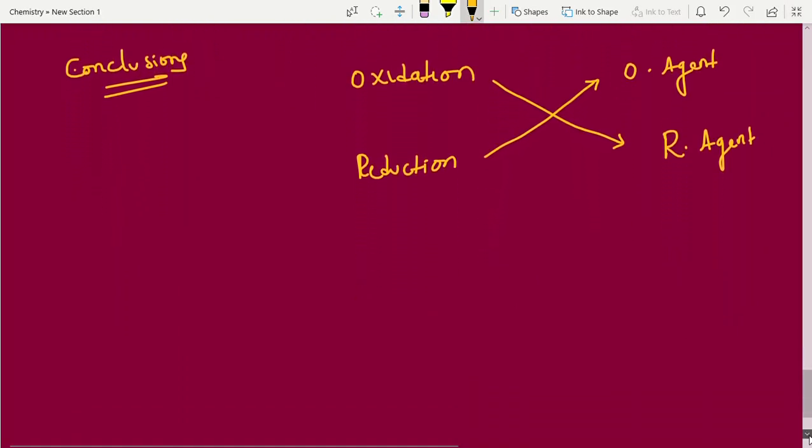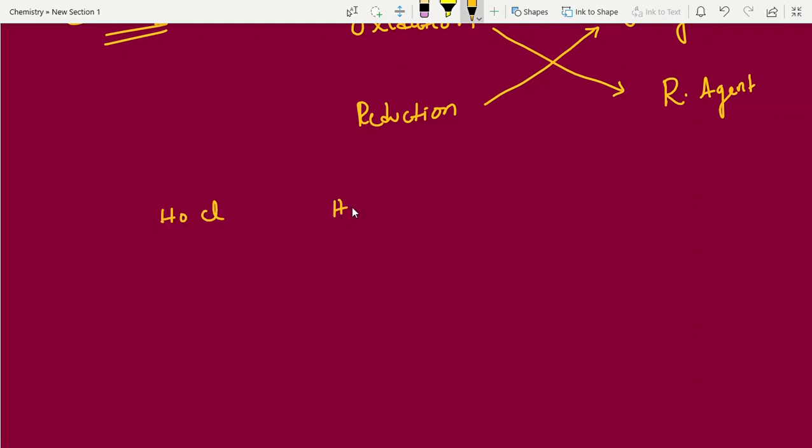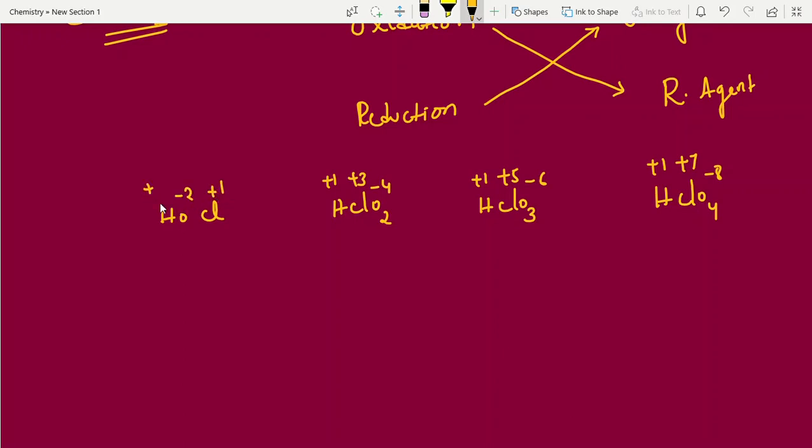And next, one more important point I am giving here, students. HOCl, HClO2 and HClO3, HClO4. Here oxidation state of chlorine is +7. This is +5. How to calculate oxidation states? Everybody got the idea based on the rules. That's the reason I am going a little faster here. That's it. Who is in the highest oxidation state?